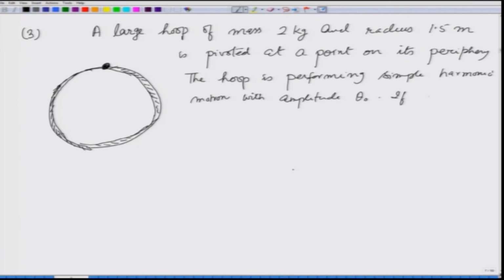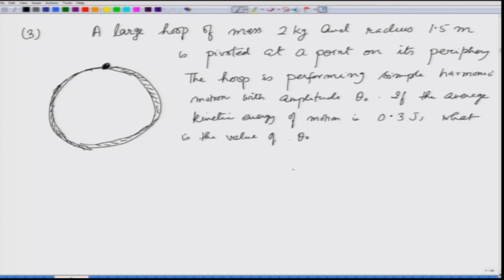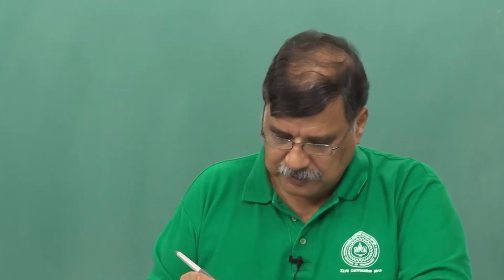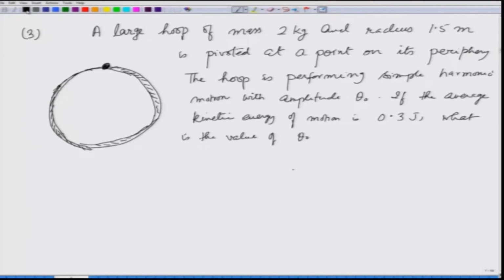if the average kinetic energy of motion is 0.3 joules. What is the value of theta 0? You can do this problem in several different ways, but I will explain different terms. So, now the solution.